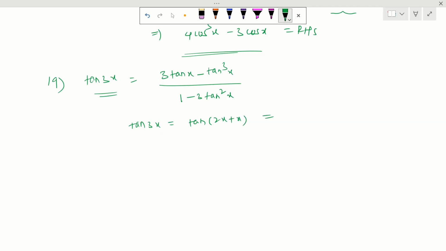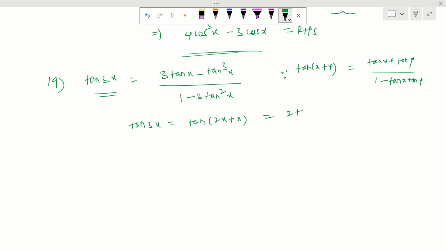This formula we know. What is the formula of tan of x plus y? All the reasons you have to write here on the side. Tan of x plus y is tan x plus tan y, we know, divided by 1 minus tan x tan y.